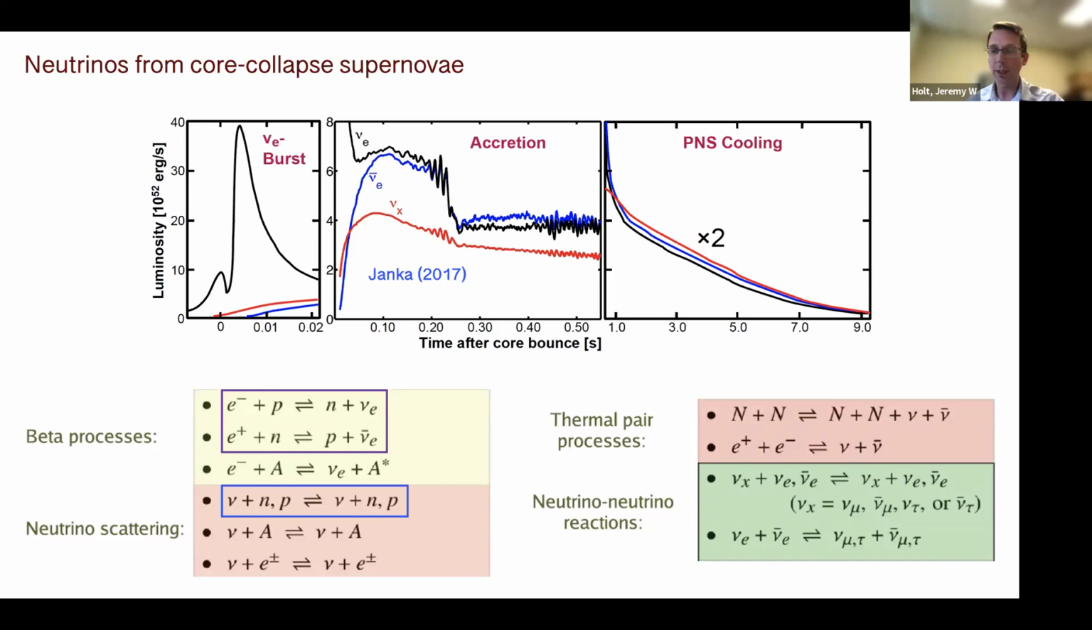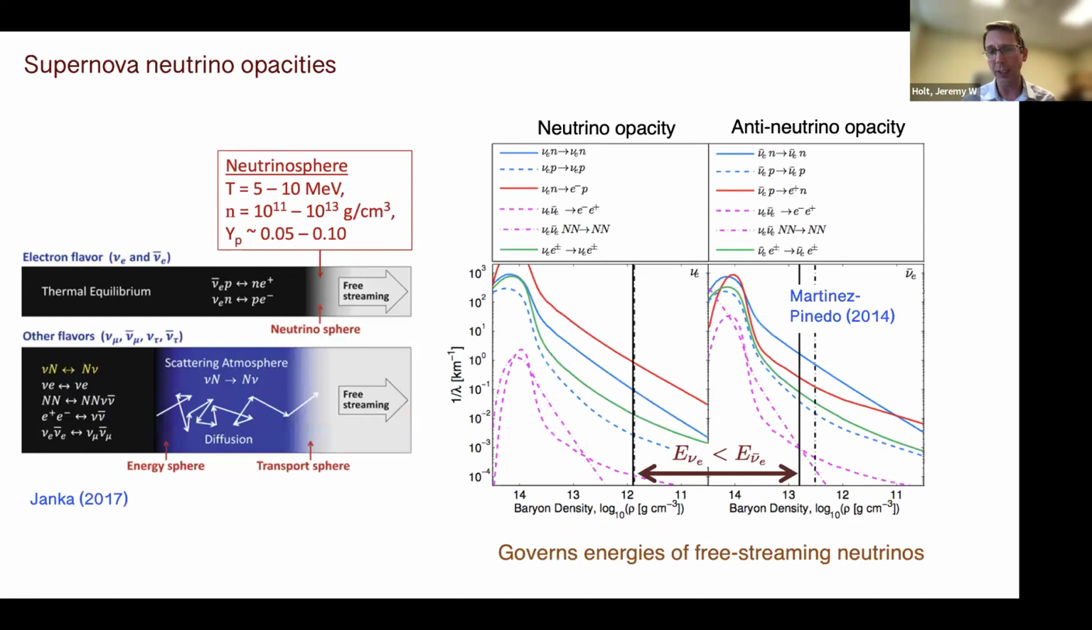There are many different processes, as you can see: elastic scattering, reactions, and pair production that are involved in core collapse supernova simulations and also neutron star mergers. But in this talk, I'm primarily going to focus on neutrino-nucleon elastic scattering and absorption, these two different elements here. The reason I'm focusing on these is that, to a large extent, they provide the largest opacities in the neutrino decoupling region of the protoneutron star.